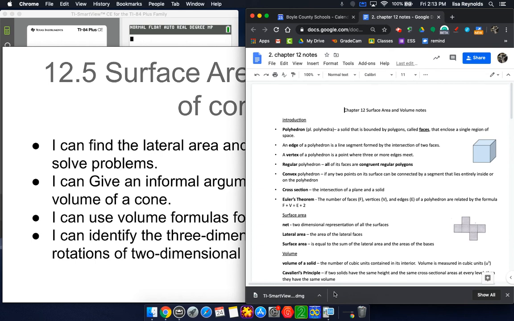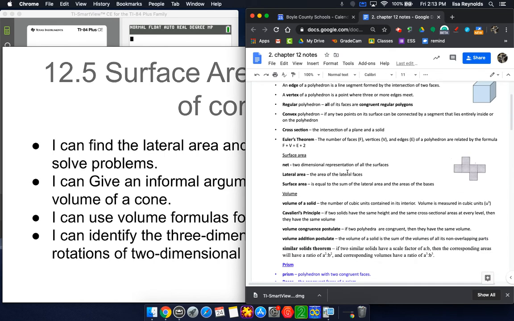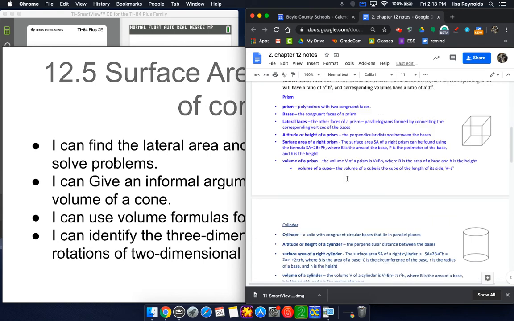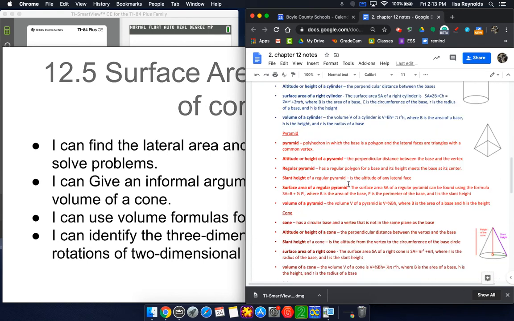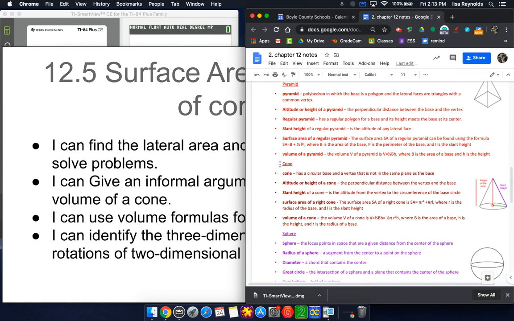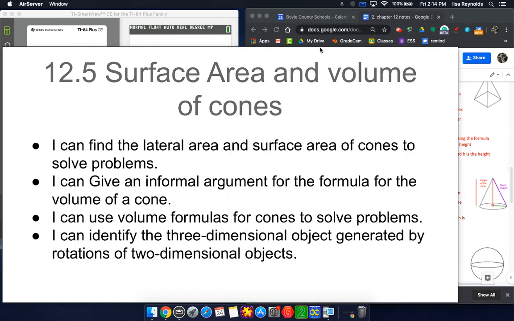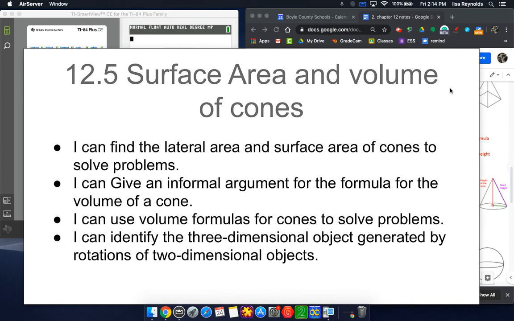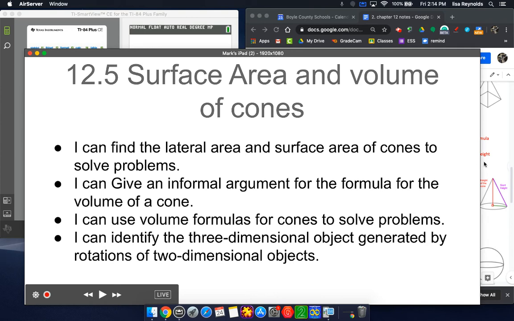So we're going to be working on notes and examples for 12.5. So you're going to need your notes, and section 12.5 is cones. So you'll want to find the cone section on the notes. Also, if you have made a blank copy of the examples, you'll need to get those out as well. So we're going to be working on section 12.5.